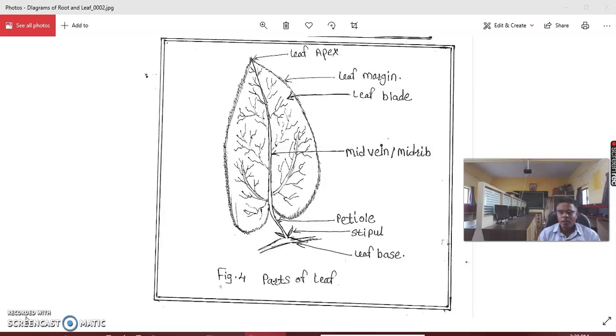Then the last one is vegetative propagation. Leaves sprout on the plant and produce buds on them, and it is mainly used for vegetative propagation of the plant.